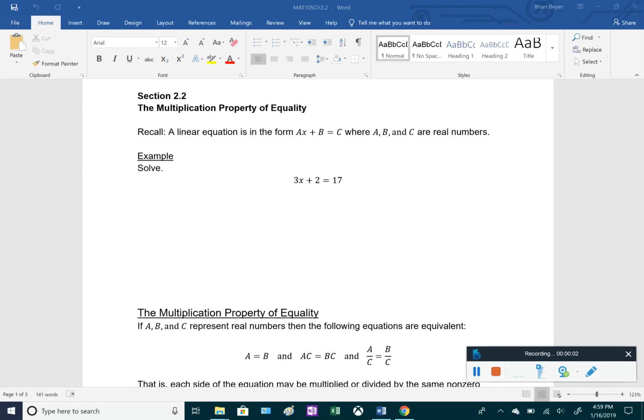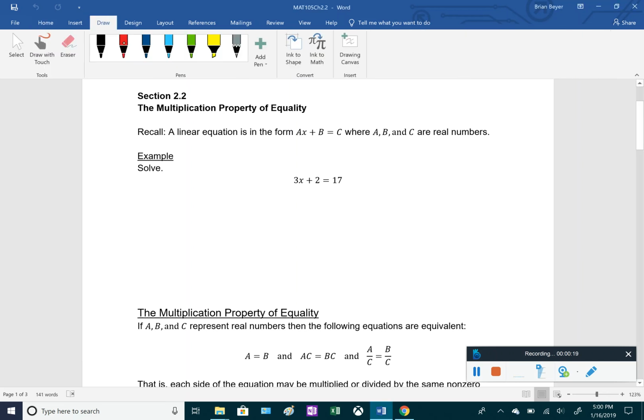Okay, we left off with doing the addition property of equality. Now we're going to do the multiplication property of equality. And this is essentially going to be the multiplication slash division property of equality. So remember from section 2.1 that a linear equation is in the form ax plus b equals c, where a, b, and c are just real numbers.